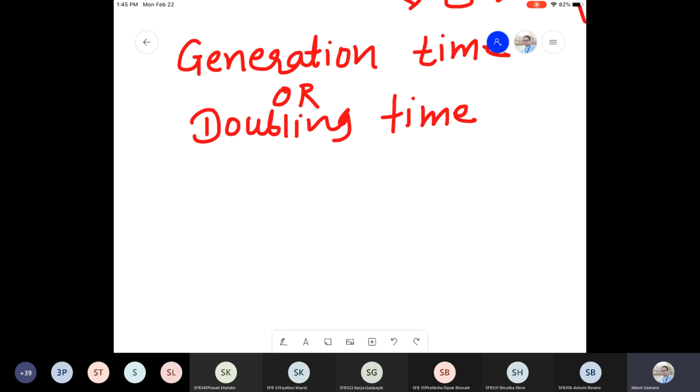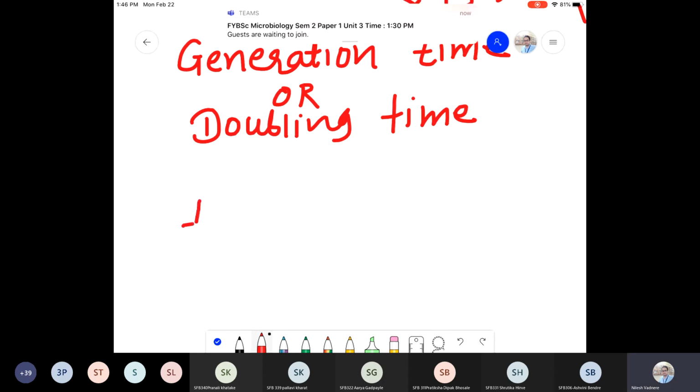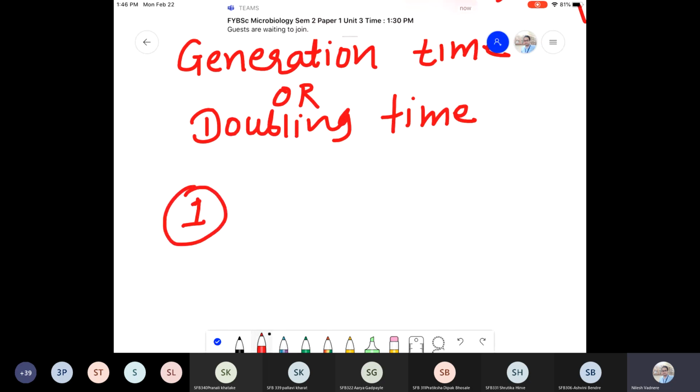So during the exponential phase, what happens? Each microorganism is dividing at a constant interval, and thus the population will double in number during that particular doubling time. So this situation can be illustrated by a simple example. Suppose there is a culture which is inoculated with one cell.